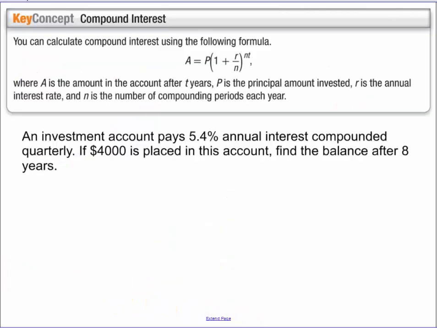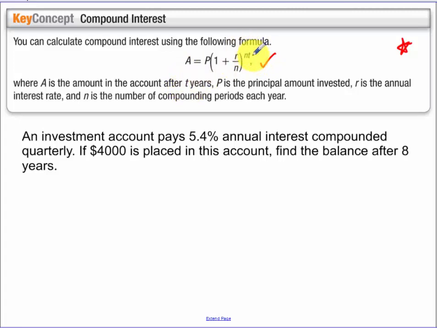Okay. Another important application of exponential functions is compound interest. And I want you guys to know this formula. Compound interest is super, super important. And make sure you're writing this down because it tells you what A is. A is the amount after T years.